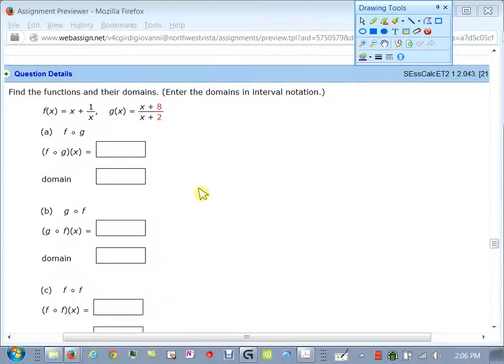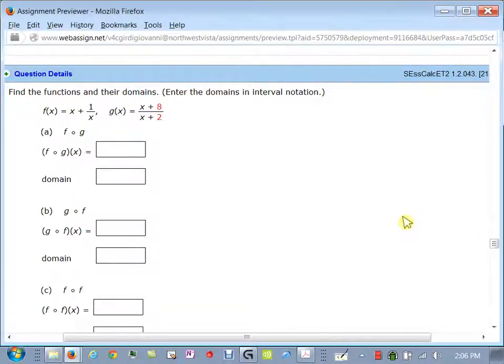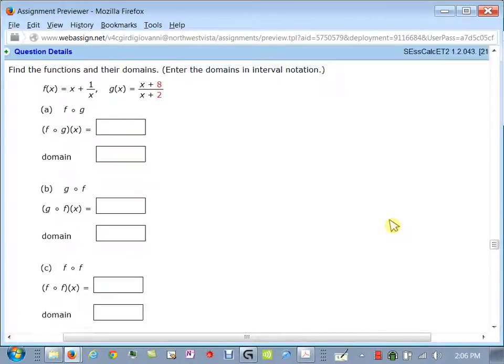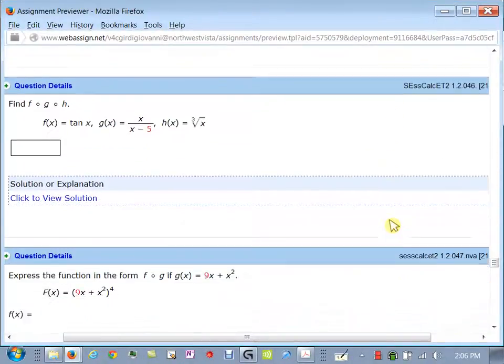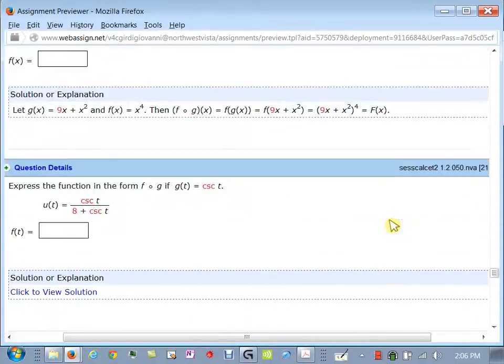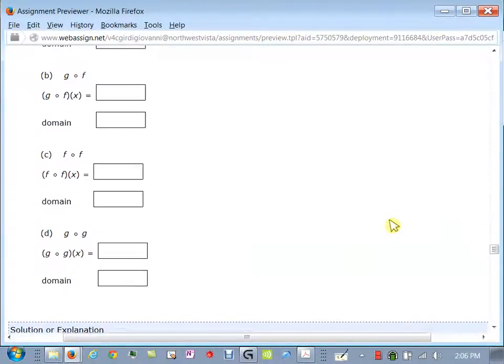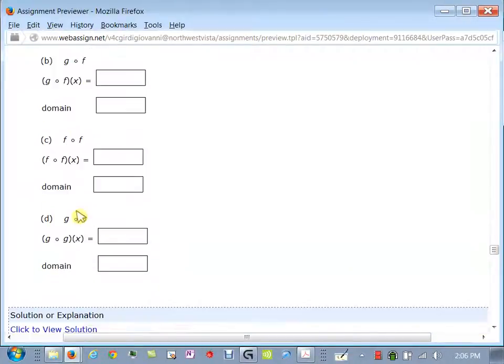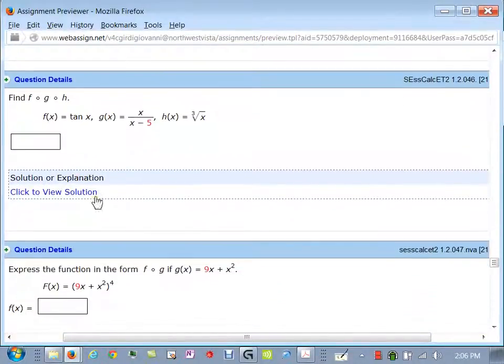All right, f of f. And then g of g. And man, there's still a lot of homework here. All right, f of f, g of g. I think I'm going to leave those to you. I think you got the idea here.